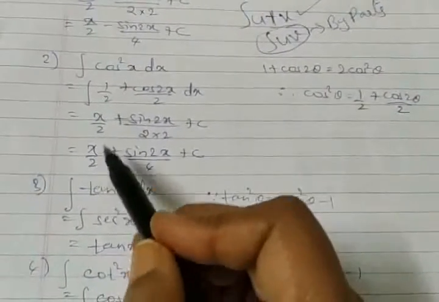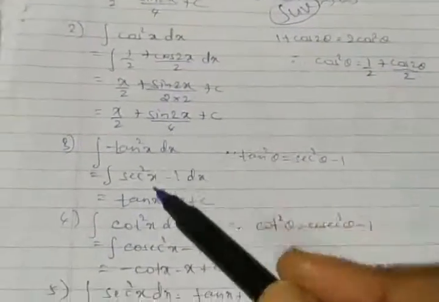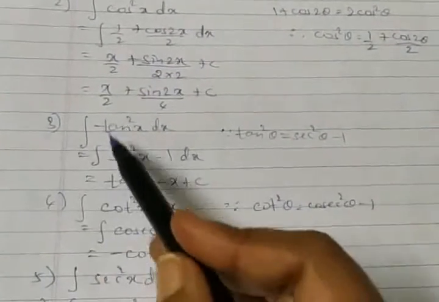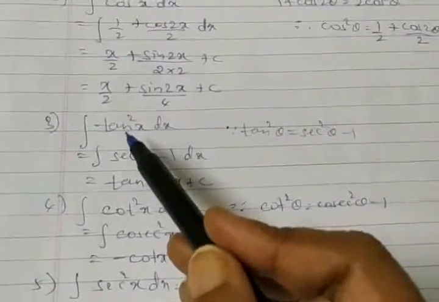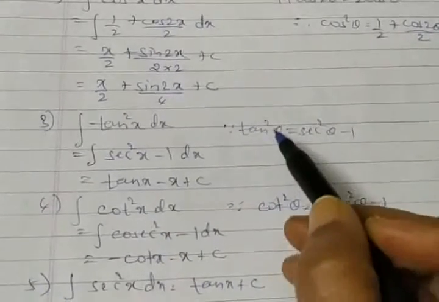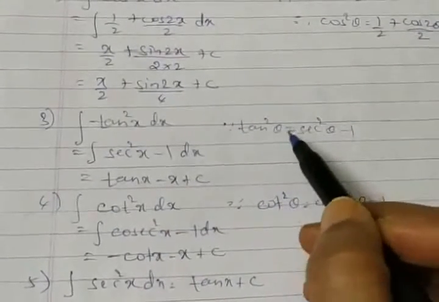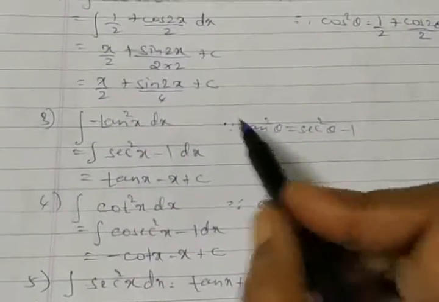So we are left with x by 2 plus sin 2x over 4 plus c as the answer. Third question, we have the integration of tan square x. We discussed tan square in earlier videos also. I had asked you to take tan square theta in terms of secant square, so we have to remember the relation.